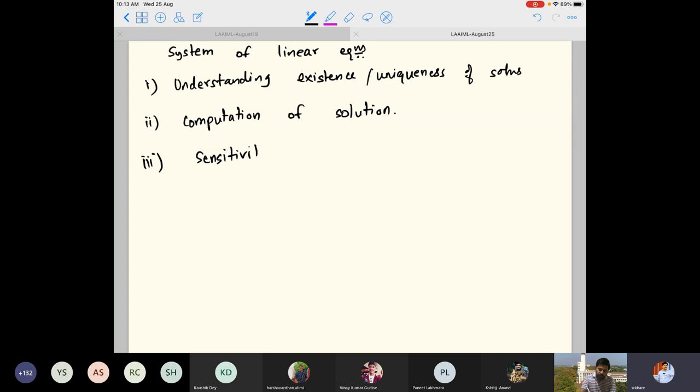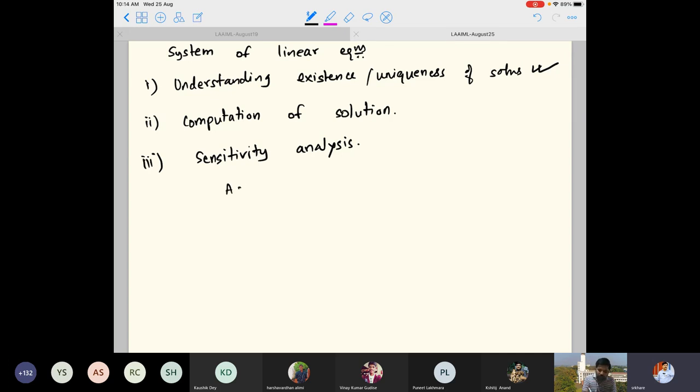So what are these things? This we understand. Computation we will see now. For that there are certain tools that we need to develop, and we will develop those tools. And the third part is sensitivity analysis. Sensitivity analysis again is something that is very important and has far-reaching repercussions in practical applications.